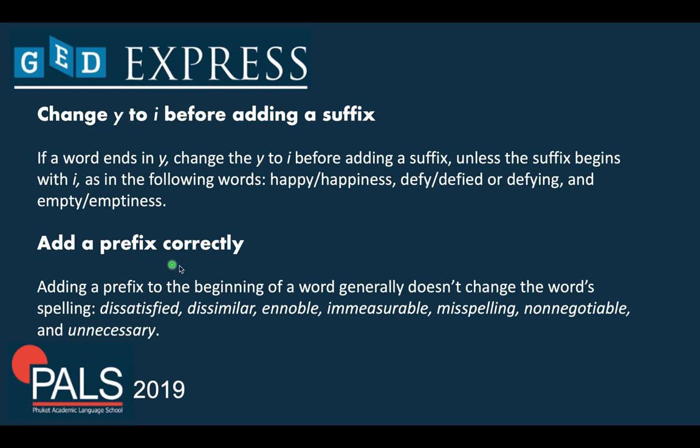Add a prefix correctly. Adding a prefix to the beginning of a word generally doesn't change the word's spelling, such as with dissatisfied. If you take the prefix away, it still remains satisfied. You keep the S there, otherwise it's going to be a different word. Next, dissimilar. Again, if you take the prefix away, you keep the S there, and that's about it. Ennoble, immeasurable, misspelling, non-negotiable, and unnecessary.